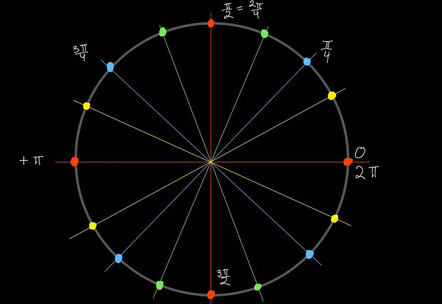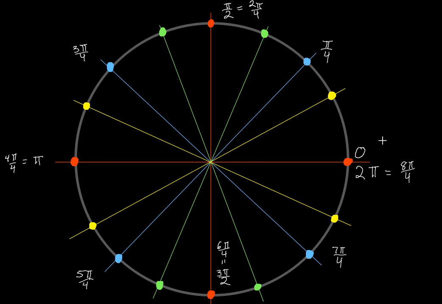Adding another one gives us 4 pi over 4, which is an equivalent statement, so good, we're on the right track, we haven't made any sort of mistake. Adding another one gives us 5 pi over 4. Adding another one is going to give us 6 pi over 4, which is equivalent to 3 pi over 2. Adding another one gives us 7 pi over 4. And last but not least, we should end up with 8 pi over 4, which reduces down to 2 pi.